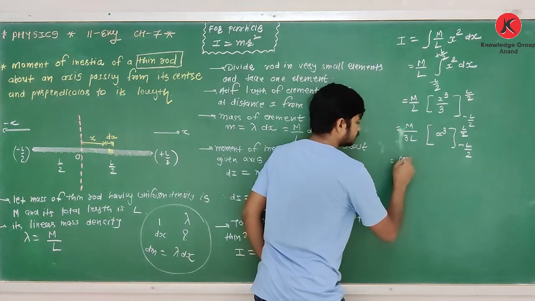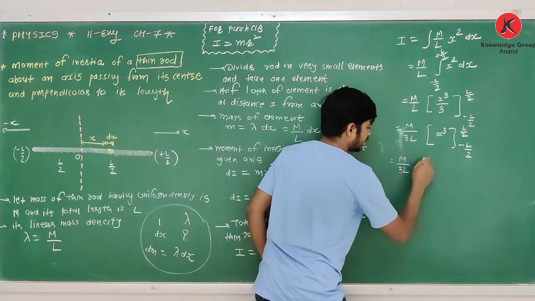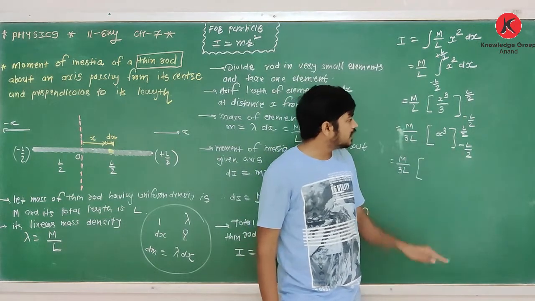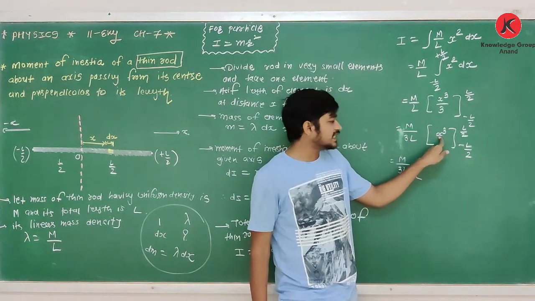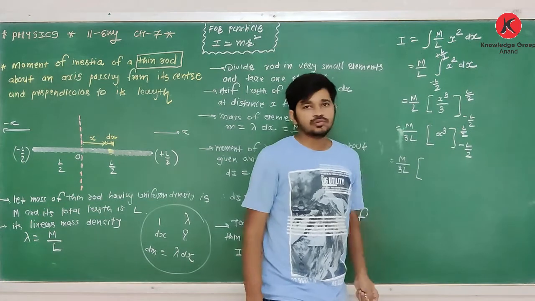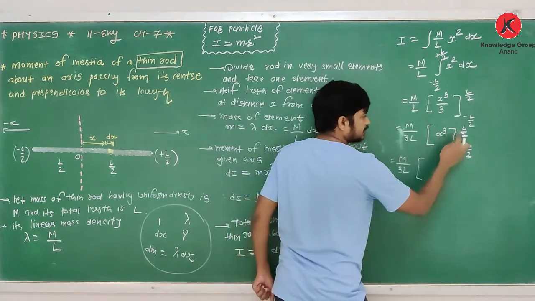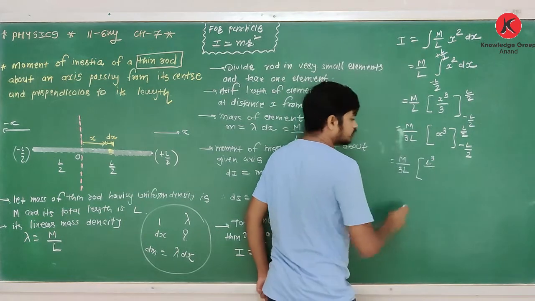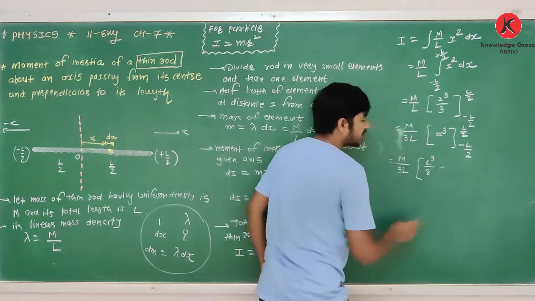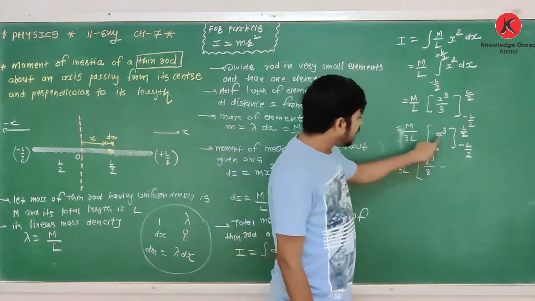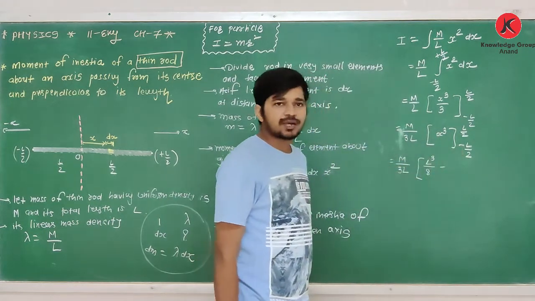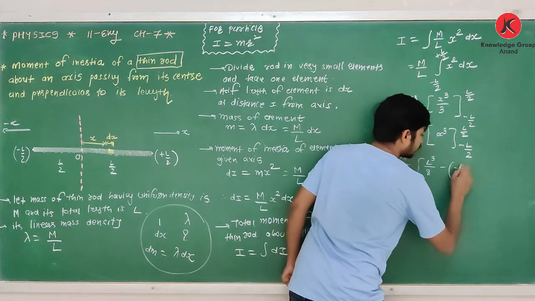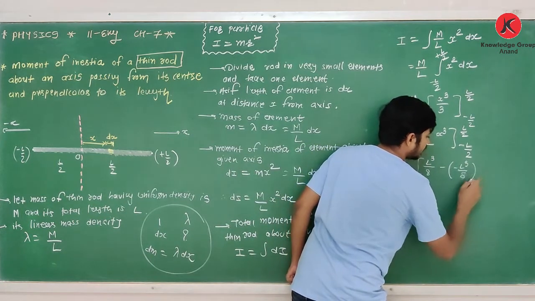Now put the values. First of all, write the upper limit. Instead of x, you have to write L by 2. So x is replaced by L by 2, and it is L cube divided by cube of 2, which is 8. In between there is always a negative sign. Now x is replaced by minus L by 2, and as it is an odd power, the answer will be negative. It means it is minus L cube by 8.